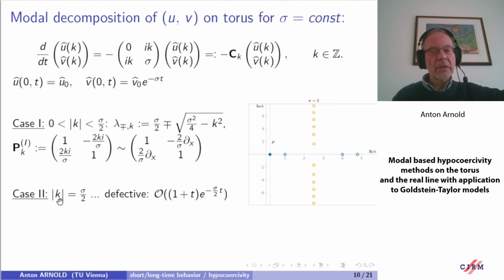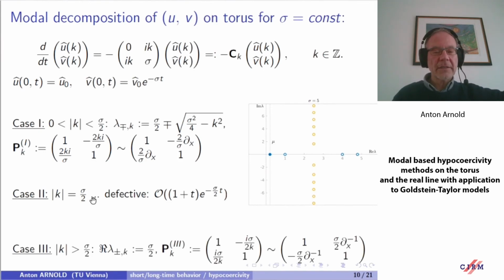Then we have a case 2, which may or may not be present. So when the modal number k is equal to the decay rate sigma over 2, this would be a double eigenvalue here at the intersection of this vertical line at around 2.5. In this case, the ODE is defective, so the corresponding decay would be an exponential factor multiplied with this linear term here. I will skip the defective case, just assuming that sigma over 2 is not an integer, just to avoid technicalities.